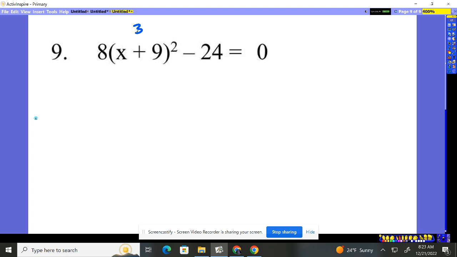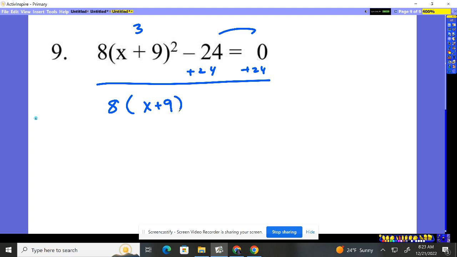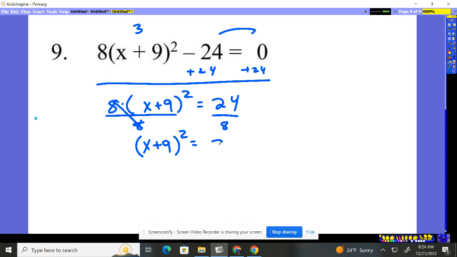So I'm going to start by moving the number over. So I have 8 times the quantity x plus 9 squared equals 24. And now, after moving the number over, I'm going to get rid of the multiplying by dividing by 8. Dividing by 8, you get the quantity x plus 9 squared equals 3, just as we sort of said.